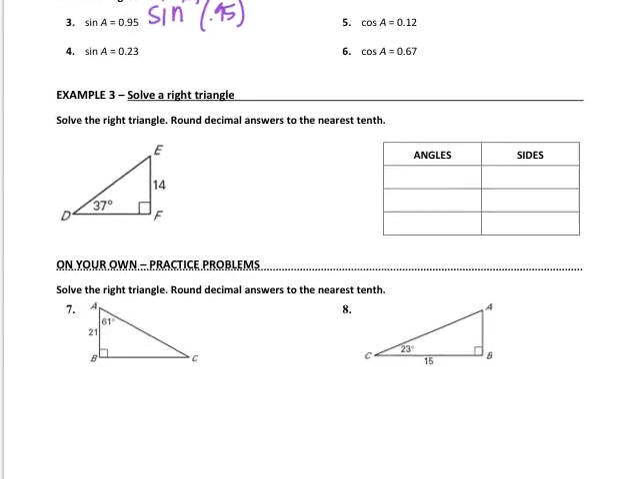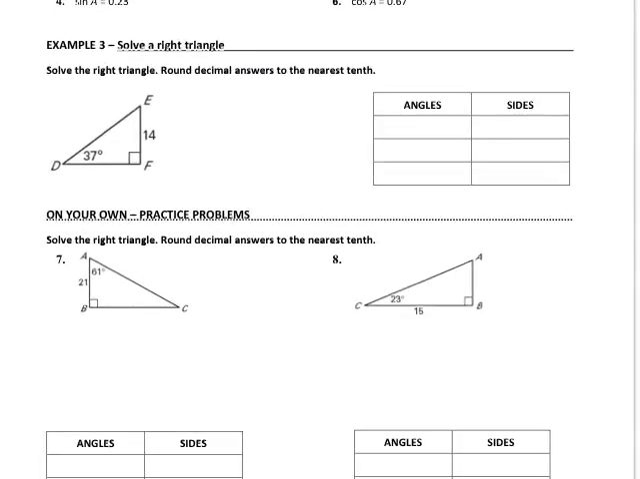All right, let's move on to example 3. We're going to solve a right triangle. So when we solve a right triangle, remember the definition on the front says that we need to find all of the angle measures and we need to find all of the side lengths. So we're looking for 6 answers total from this triangle.